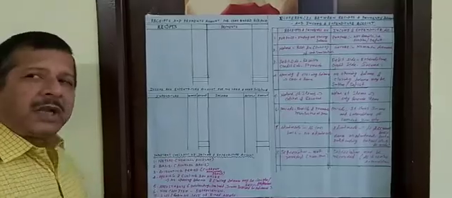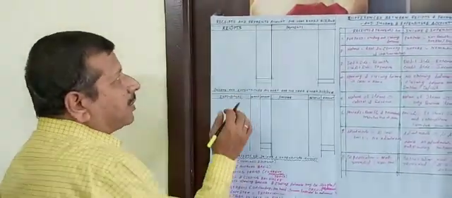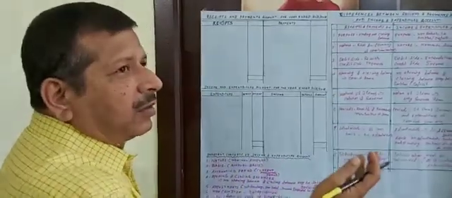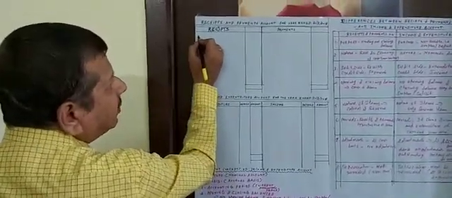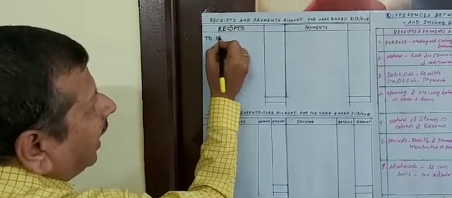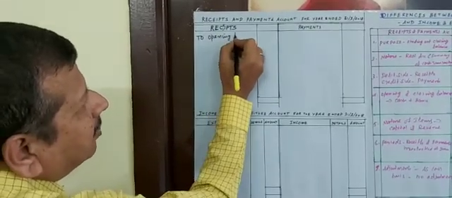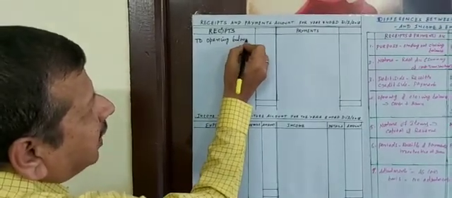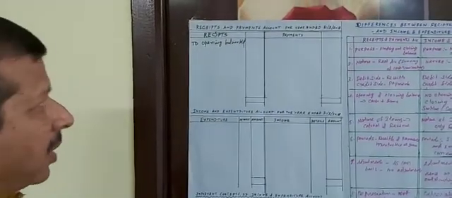So I will be recalling the receipts and payment account. The receipts and payment account structure I have already given to you. It starts with the opening balance. You can say brought down. Always the opening balance is brought down.